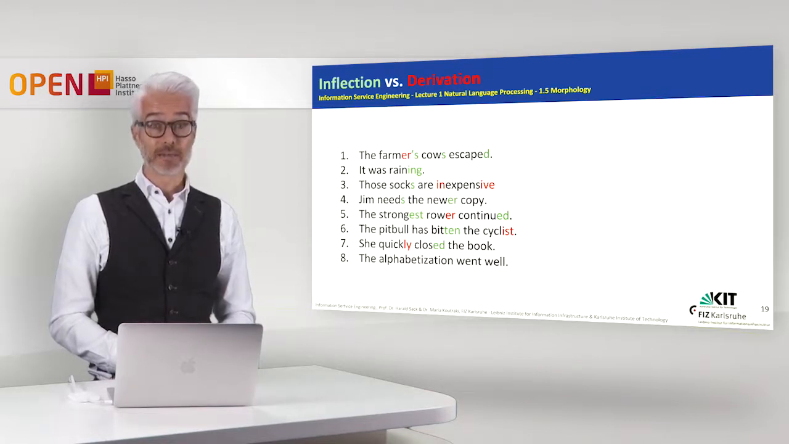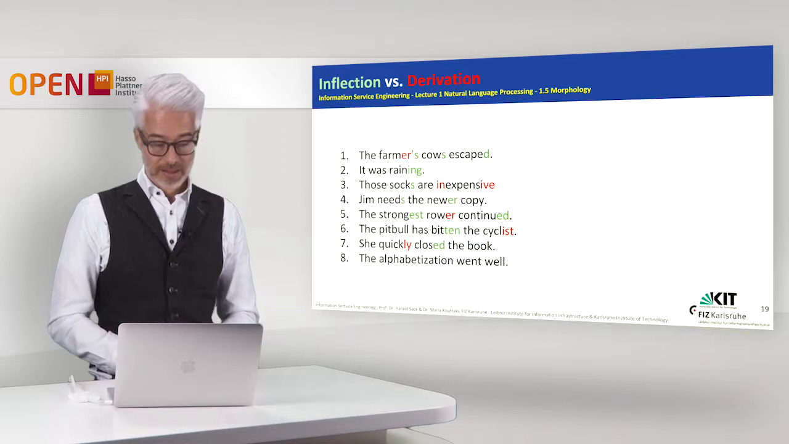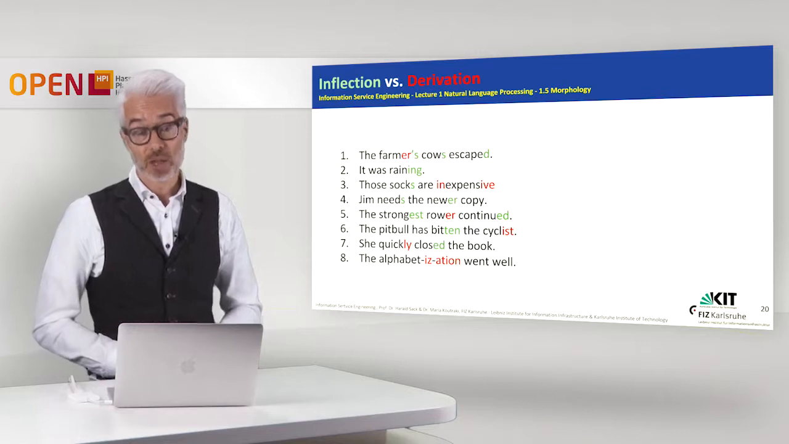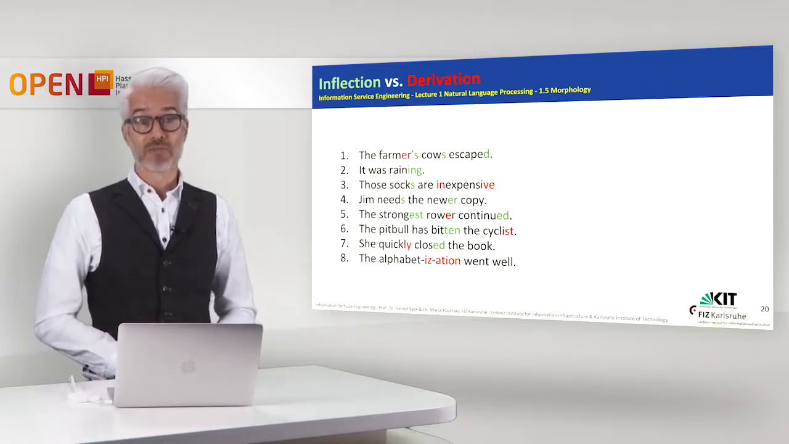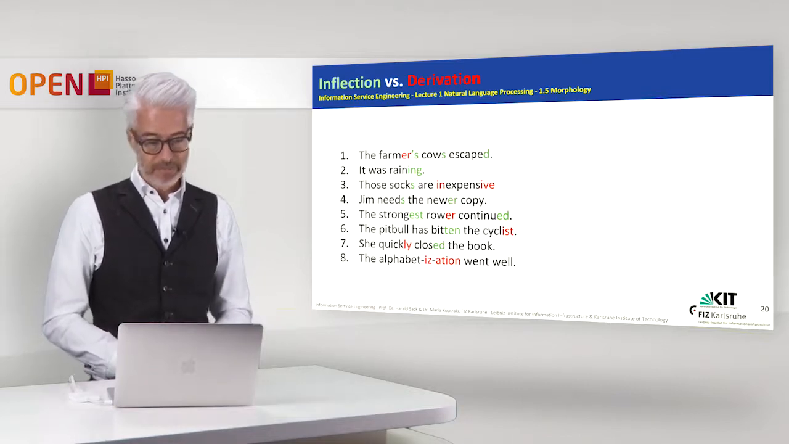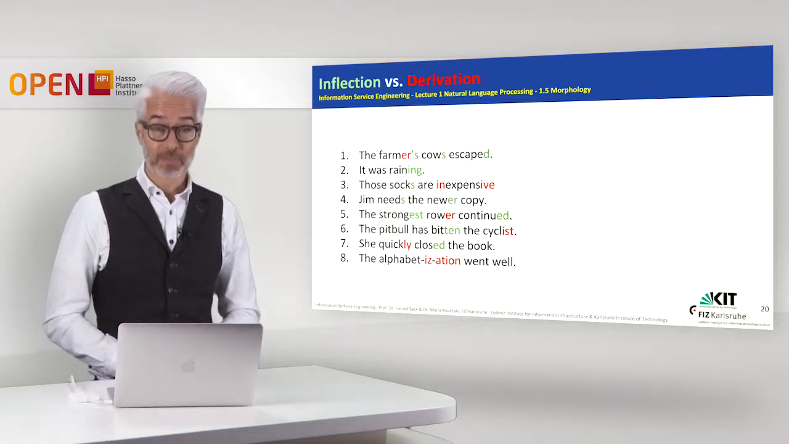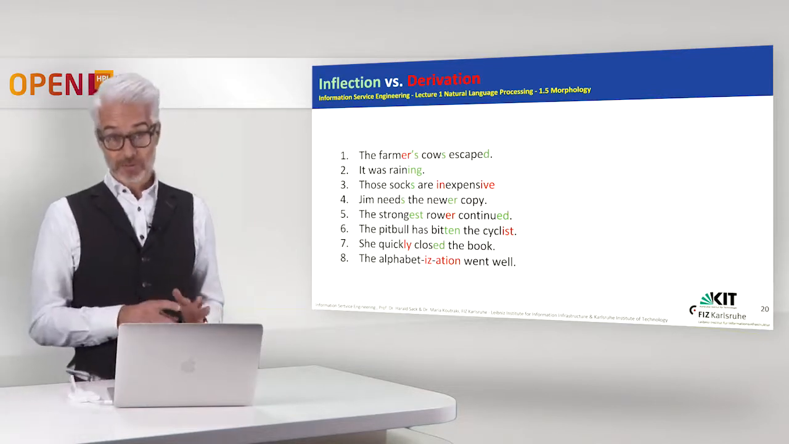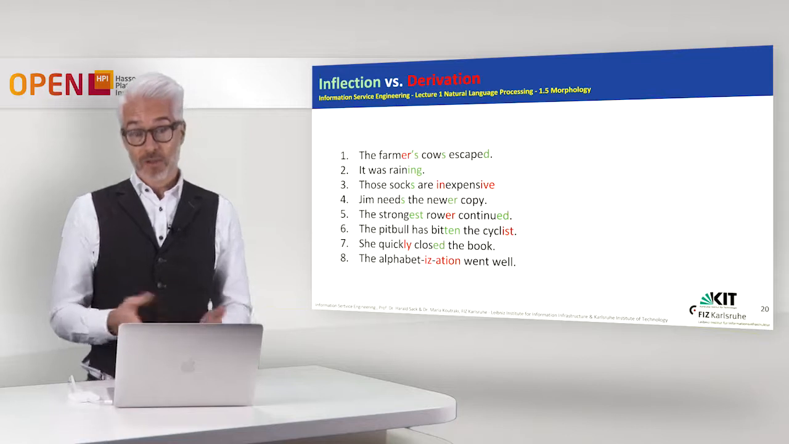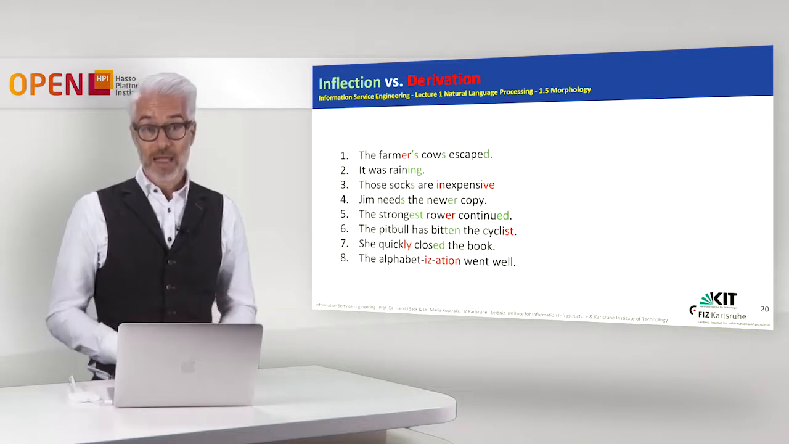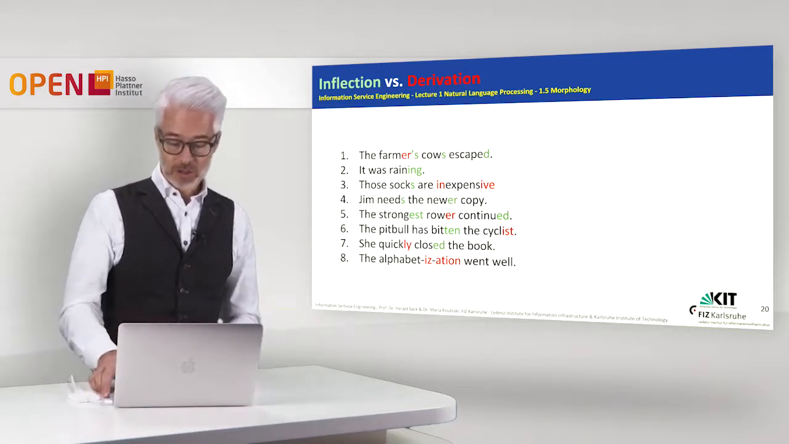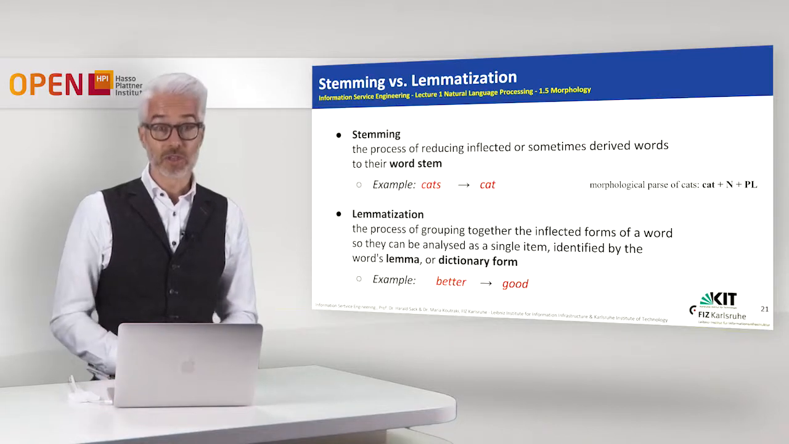And let's have a look at the last example. The alphabetization went well. Yeah, alphabetization. So what is that? 2 times derivation. We have the alphabet, then we make a verb out of it, alphabetize, and then we make a noun of it again, alphabetization. Yeah, you see, language might be complex, but by a first morphological analysis, you are able to learn much of the meaning of the words, whether it's a noun, whether it's a verb. To know this already helps you in the correct interpretation, which means in the understanding of the information which is conveyed via the language.